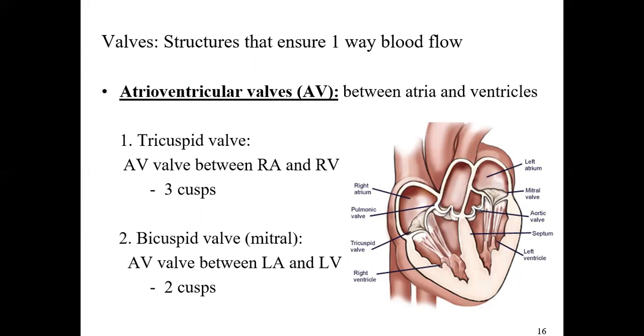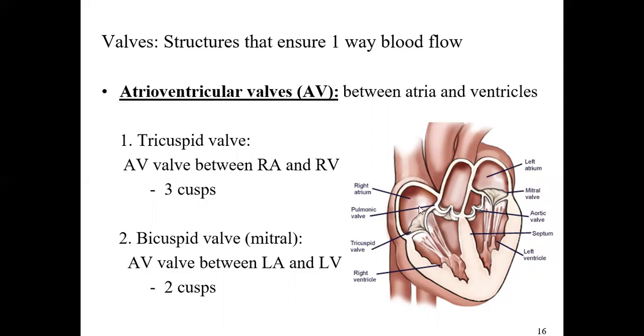Now let's look briefly at the 4 valves that are in the heart. Remember that valves help to ensure one-way blood flow in the heart. And so you have 4 main valves, 2 different categories. 2 of them are AV valves, which stands for atrioventricular. That's the location of where these are at. So if you find an atrium and a ventricle, right in between that area, you'll find an AV valve.